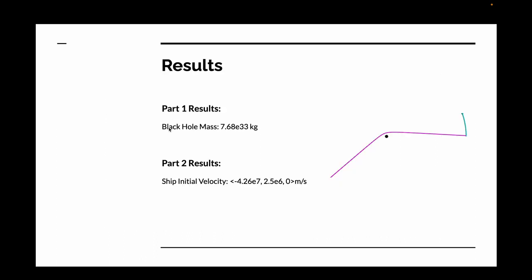Here are our results. For part 1, the black hole mass was plotted to be 7.68 times 10 to the 33 kilograms, and for part 2, the ship initial velocity was negative 4.62 e to the 7 and 2.5 e to the 6, 0 meters per second. And here is an image of the ship's trajectory around the black hole.